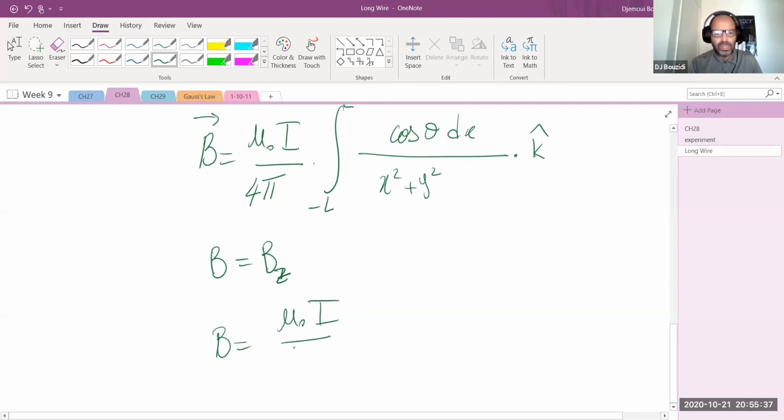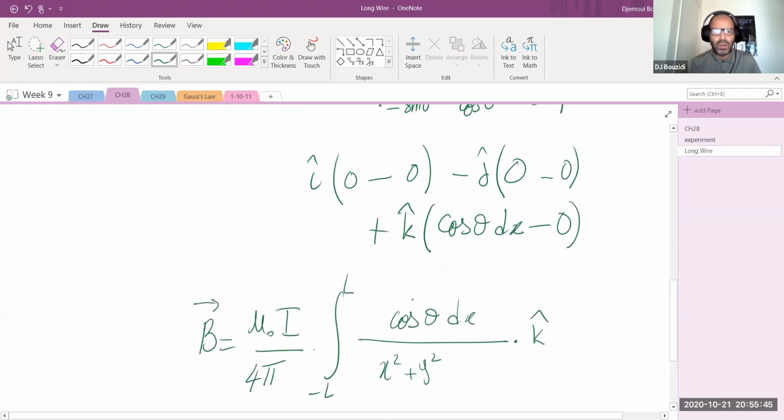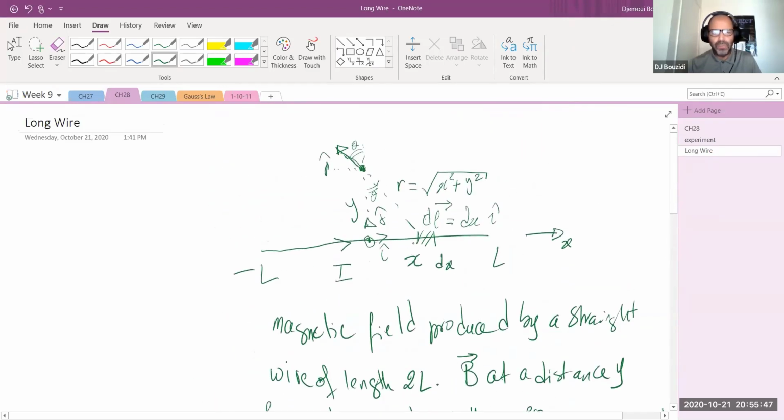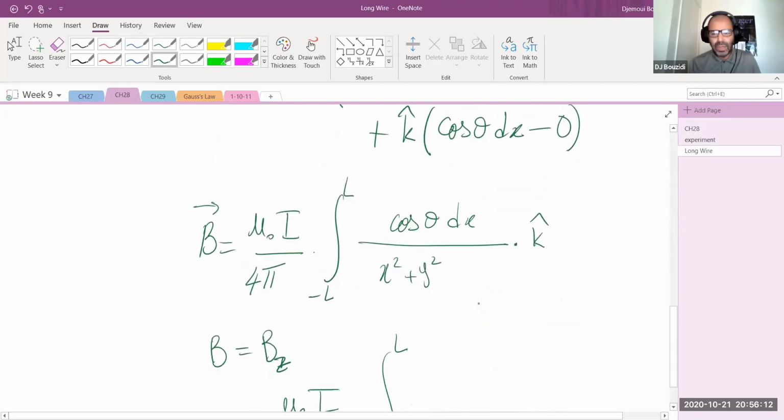Now I have to do a transformation of variable because I have this cosine theta, which really needs to be expressed in terms of x to solve this. Cosine theta is clearly, from this geometry, equal to y divided by r. Instead, I'm going to change variable to theta. From this geometry, you can see that tangent of theta is equal to x over y. The opposite is x, and the adjacent is y. I'm going to take advantage of that.